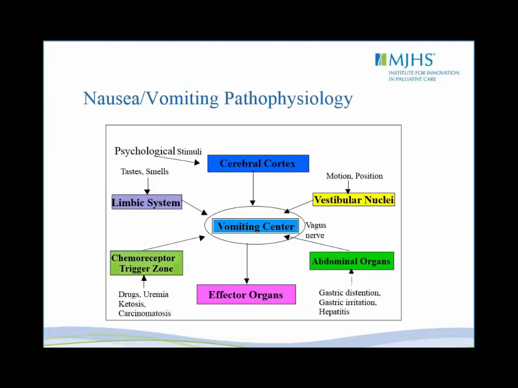Even though it's a simple symptom, you intake something and then you vomit something, the pathophysiology is not that simple. There are many mechanisms involved in the physiology of vomiting, and it can be quite complex. Multiple centers are involved, as we can see: the cerebral cortex, the vomiting center, the chemoreceptor zone, the CTZ, the limbic system, effector organs, vestibular, and abdominal organs.